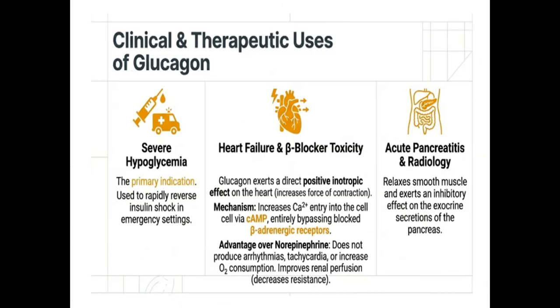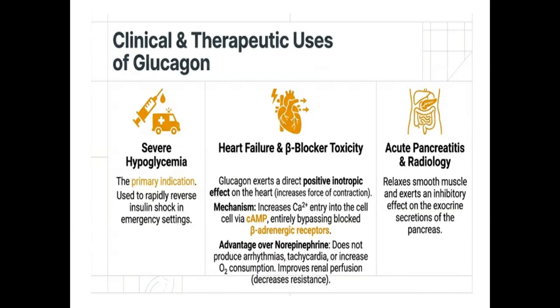Clinically, glucagon is a lifesaver in severe hypoglycemia or insulin shock, and it is the primary indication to use glucagon in severe hypoglycemia, and it rapidly reverses insulin shock in an emergency state. It is also used in heart failure and beta blocker toxicity, when the patient ingests an abundant amount of beta blocker.